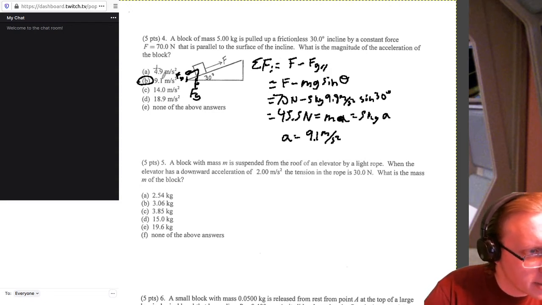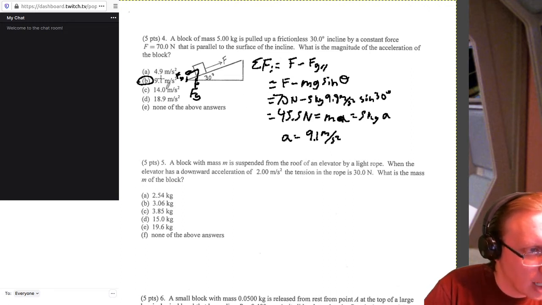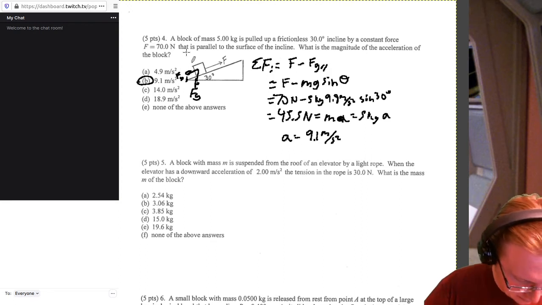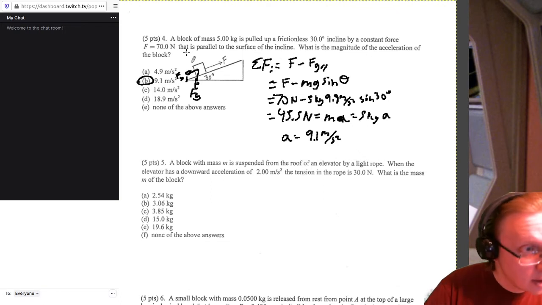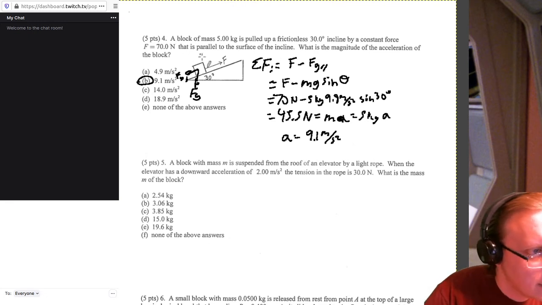This 4.9, this is also a bit of a trap. This is just what would happen if you didn't apply F to it. This would actually be 4.9 going down, and this is 9.1 going up. I'll bet one of these is what happens when you add them together rather than taking the difference. Yep. 18.9 is what happens if you put plus instead of minus. So this would probably be downwards as well, but F would have to be pointing down instead of up.